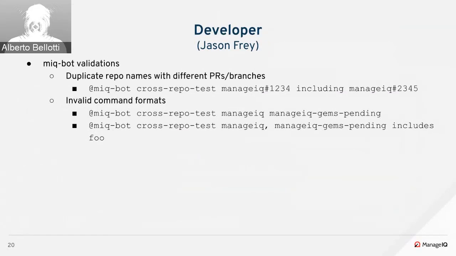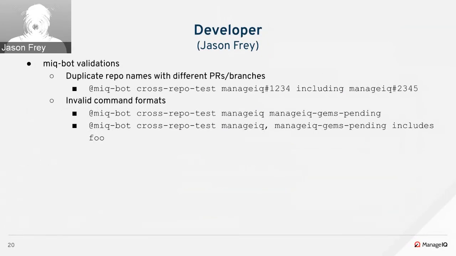Okay, on the developer side, we had some changes to the bot for validations for cross-repo tests. In particular, we now check for when duplicate repo names with different branches and PRs are there. So if you accidentally include the same repo but two different PRs, the bot will now tell you, hey, this is not a valid request. Previously, it would actually try to generate that, and it could create some weird situations in the test itself.